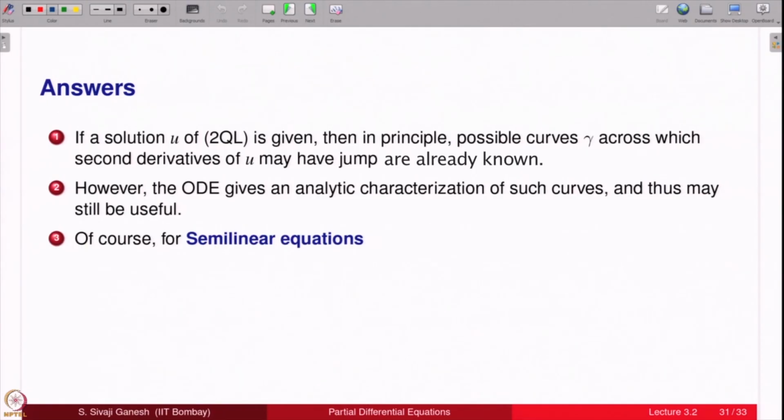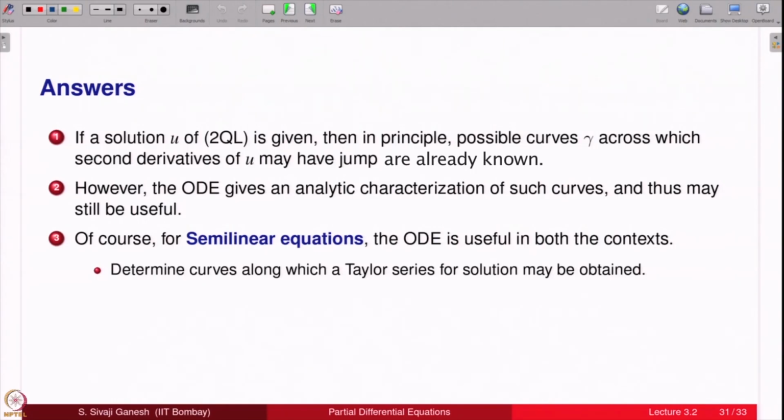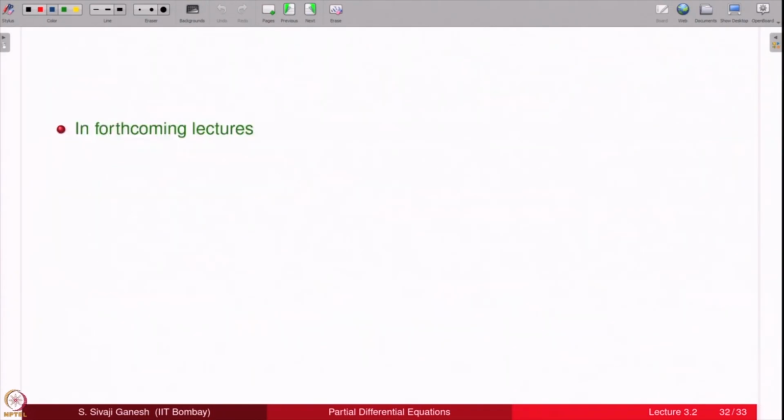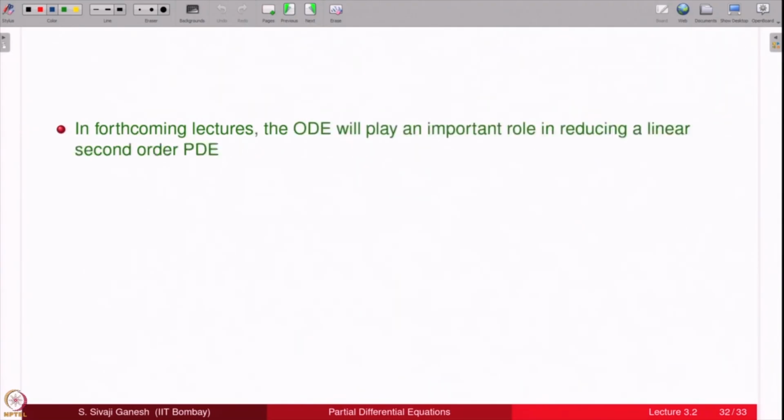Of course, for semilinear equations, the ODE is useful in both the contexts: determining curves along which a Taylor series for a solution may be obtained, or identifying curves across which piecewise smooth solutions will have discontinuities in the second order derivatives. So, in forthcoming lectures, the ODE will play an important role in reducing a linear second order PDE to a simpler form.